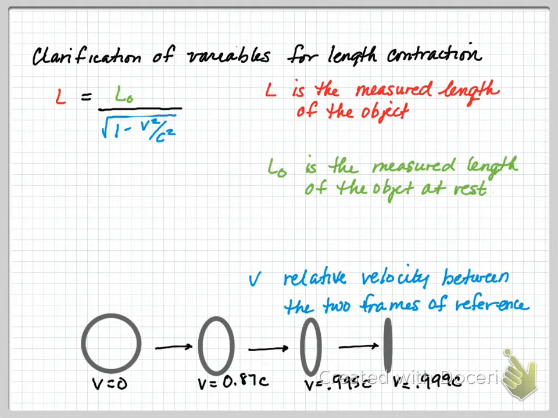And then length contraction, kind of a similar issue. We talked about v and c still being the same idea, but L is the measured length of the object in motion, and L naught is the measured length of the object at rest. What does it look like sitting still? What does it look like in motion? Both of these are going to be from a standing still frame of reference. And kind of double check what's going on: the faster something's moving, the shorter or smaller the object is going to get.